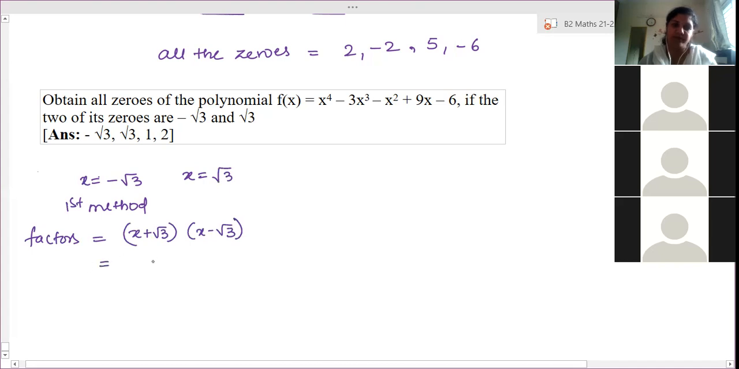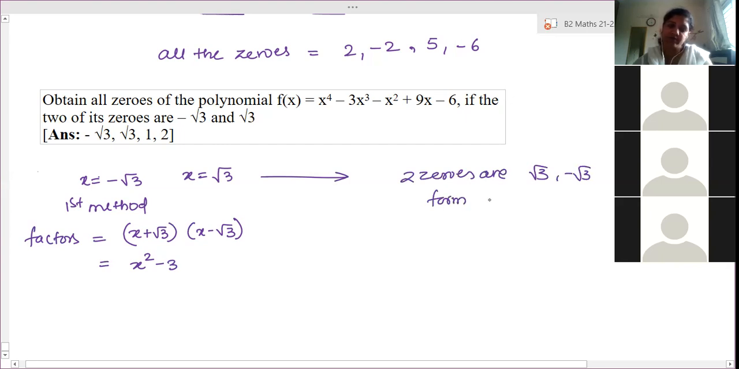Then the product will be x square minus 3. Then divide the given equation by this. Or, instead of finding factors and all those, if these are the two zeros, root 3 and minus root 3, form the polynomial whose zeros are these.